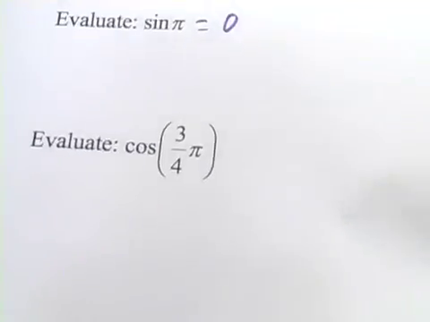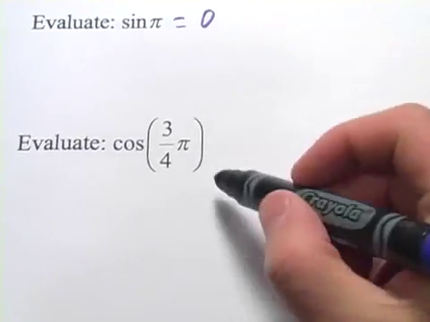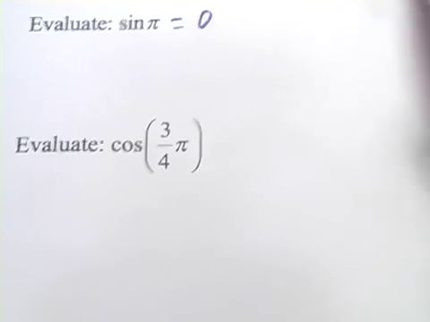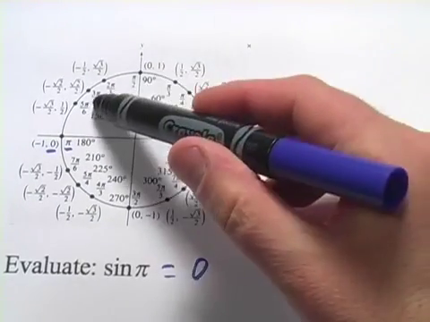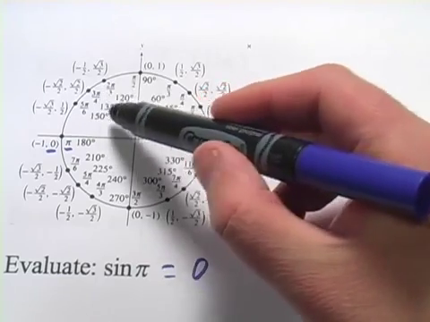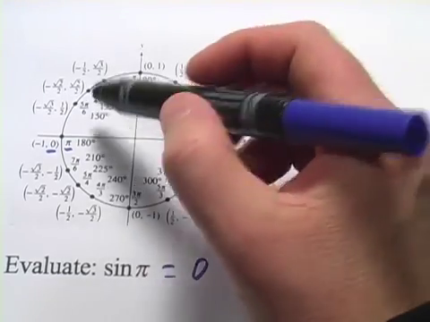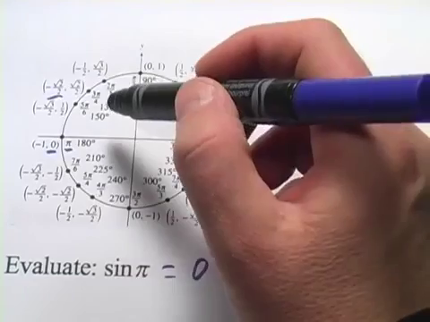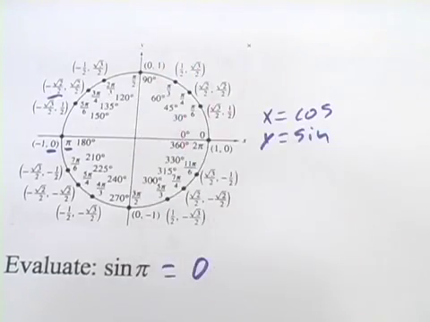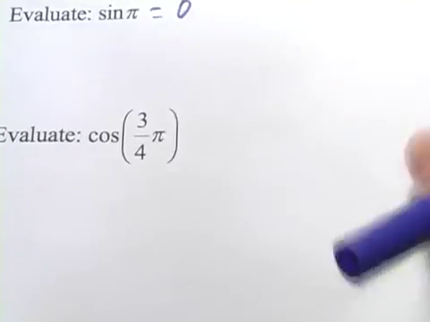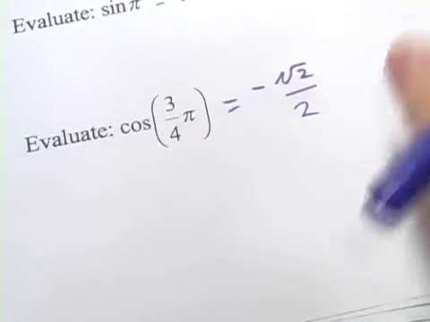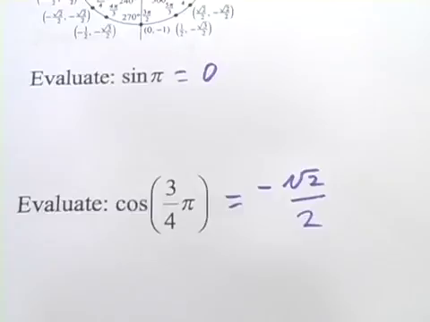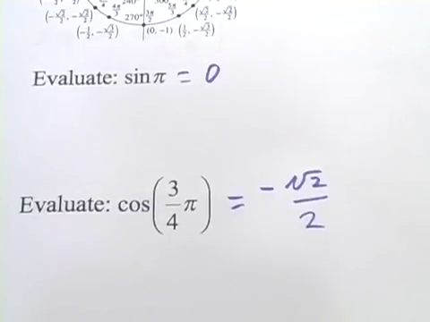Let's try another one. This one says evaluate the cosine of 3/4 pi. So again, we're going to look back at our unit circle here and find 3/4 pi. And right there, 135 degrees is 3/4 pi. And since we want to find the cosine, we're looking at the x value there. And that's negative square root of 2 over 2. That's the exact value of the cosine of 3/4 pi.